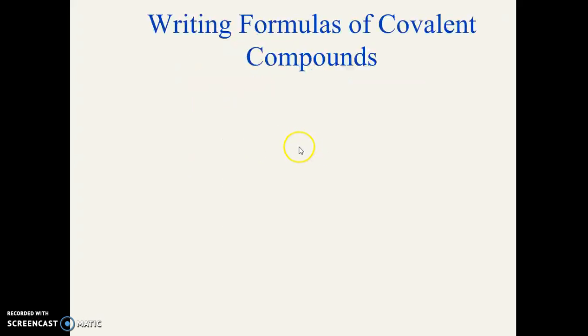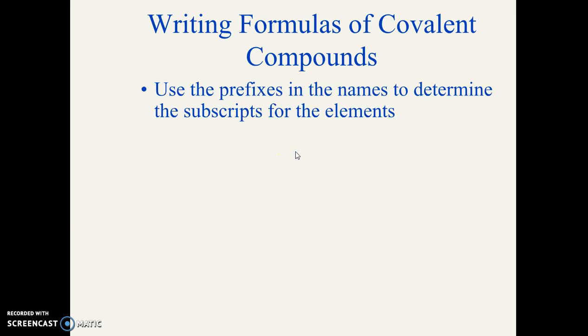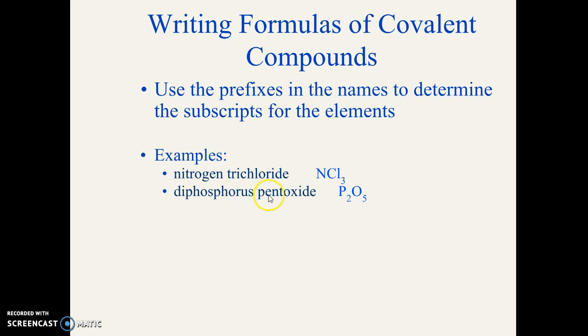So how do you write the formula for these things then? If you can't balance charges, you're going to be given a name. So you're going to use the prefixes in the names to determine the subscripts. So you just do it the opposite way. Nitrogen trichloride. Well, there's only 1 nitrogen, and tri means 3, so 3 chlorines, so NCl3. Diphosphorus pentoxide. Di means 2, so I have 2 atoms of phosphorus, and pent means 5, so I have 5 atoms of oxygen.